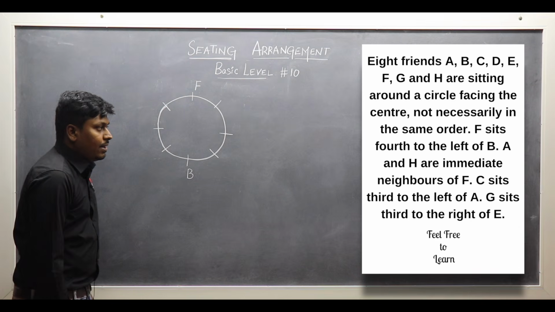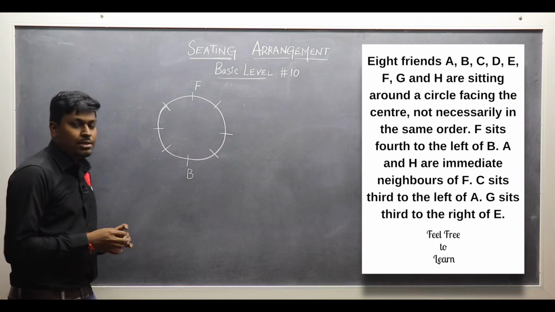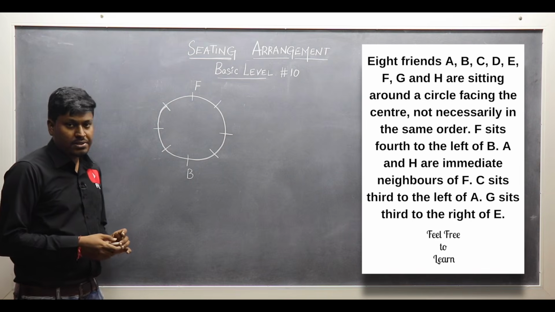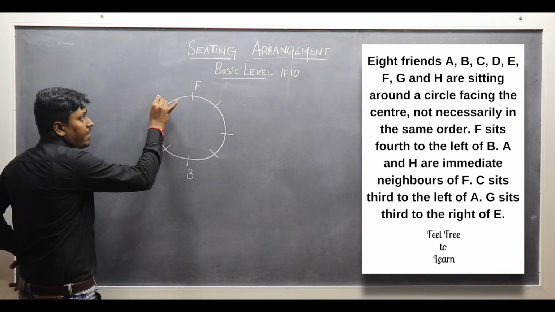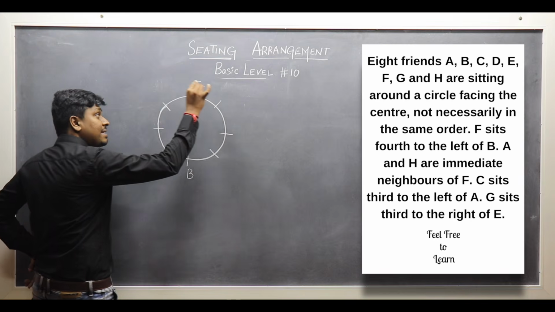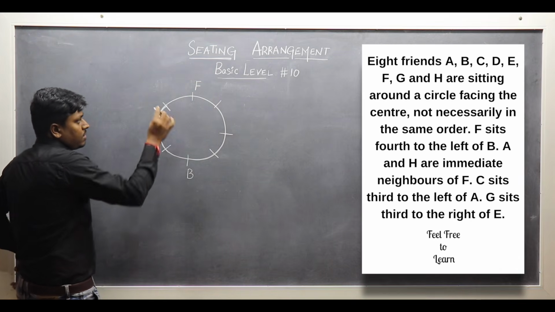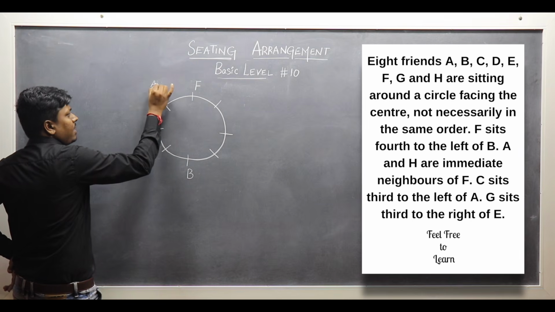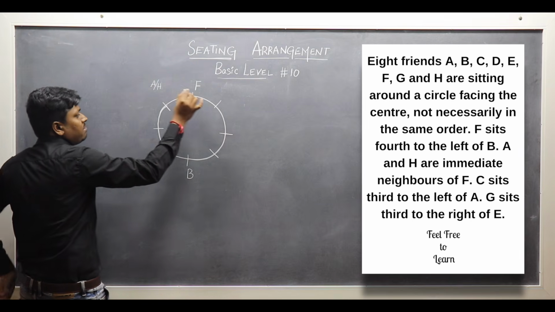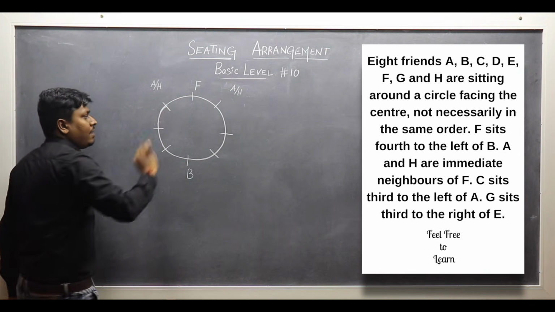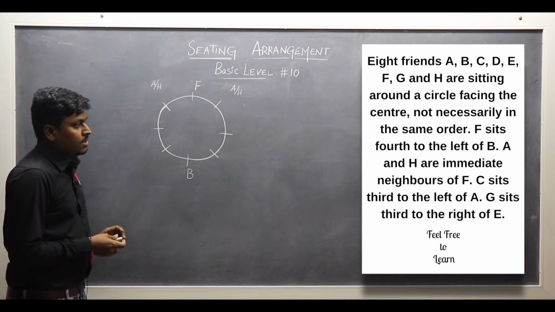Next point. A and H are immediate neighbors of F. So F immediate neighbor is either A or H. So what we can do is we can fix A here, one possible. Or otherwise I can fix A here too, because A and H should be an immediate neighbor of F. So I can just make down a note that A and H should be placed here, or otherwise A and H. So this is the place for either A or H.